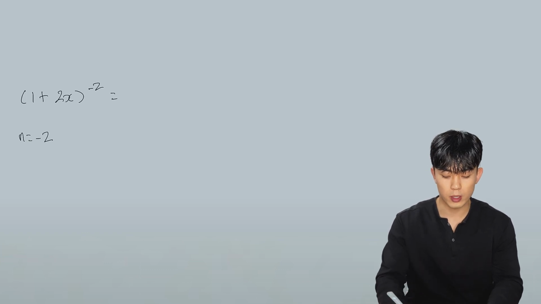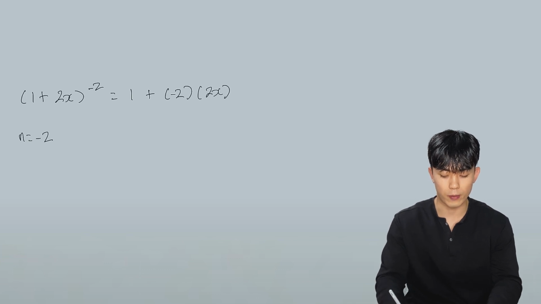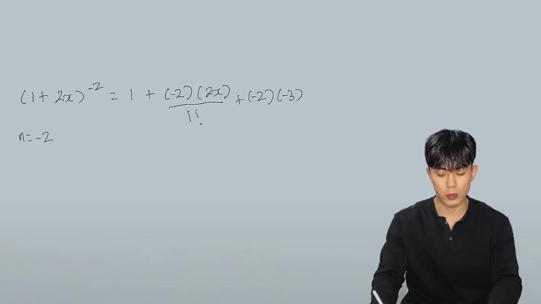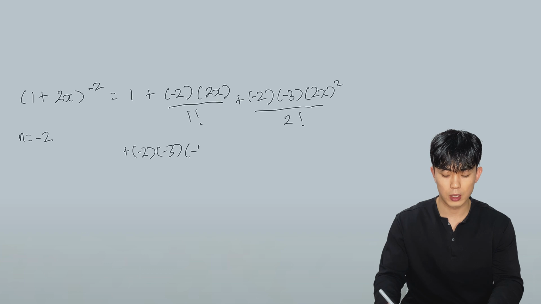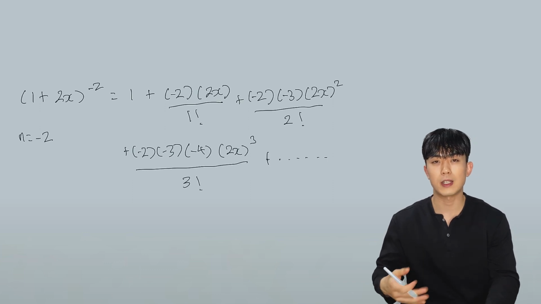So the first term is going to be 1 plus the second term, our n value is -2, right? So it's -2 times, instead of x, remember it's a 2x, okay, over 1 factorial. Next term, -2, now it's n minus 1, so -2 minus 1 is -3, times 2x all squared over 2 factorial. Let's just do one more term, so we get plus -2 times -3, now it's n minus 2, so it's -4, times 2x all to the power of 3 over 3 factorial. And so on and so on and so on. And so this can go on for infinity.